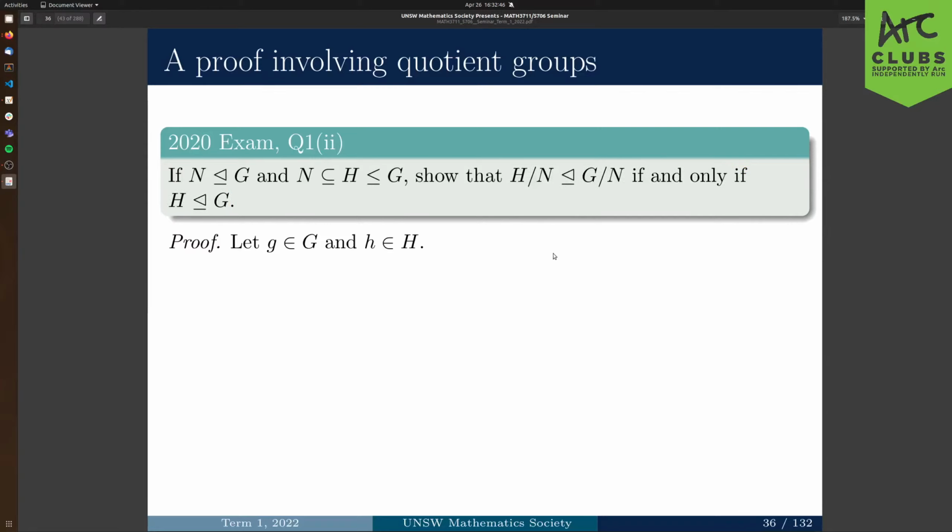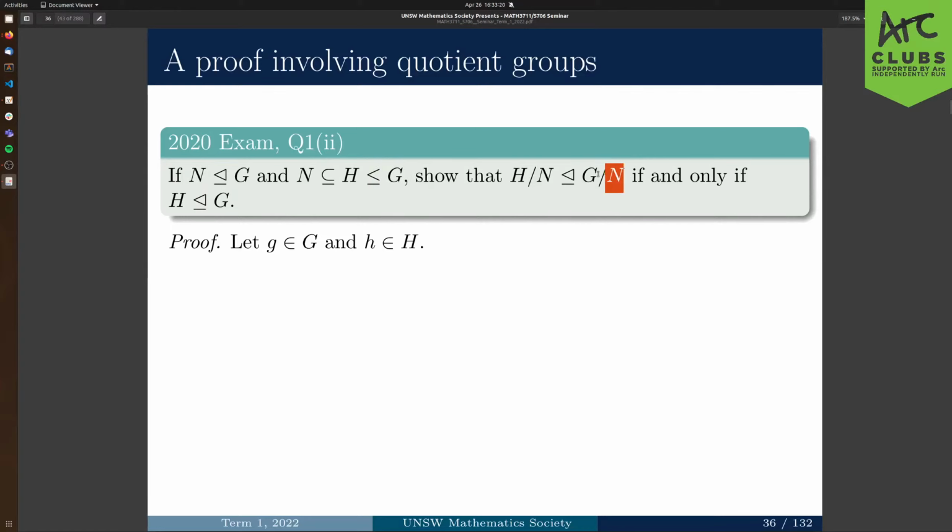So I suppose the normality condition for H in G is pretty simple. I just want to prove that ghg inverse is in H for all g in G and h in H. But the normality condition for H over N is going to be a little bit tricky. It's going to involve cosets. So maybe as a first look, we might turn to the group G over N itself, because we know that this is a group. We know that N is normal.